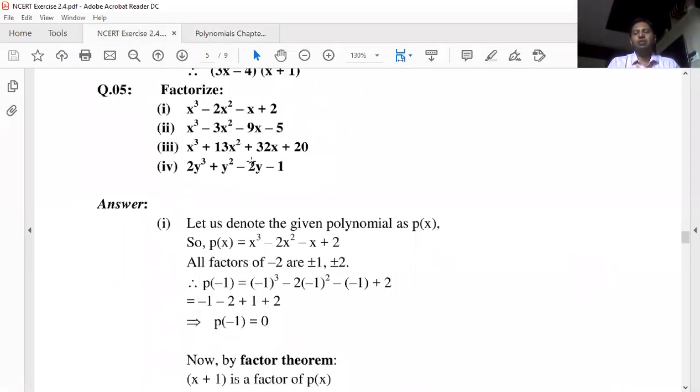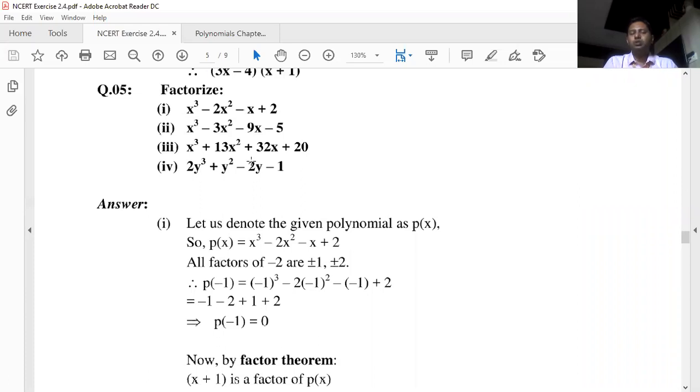These factors are plus minus 1 and plus minus 2. Factors of 2 are plus 1, minus 1, and plus 2, minus 2, because we can write 2 as minus 1 into minus 2 or 1 into 2, not any other way. So all the factors of 2 are plus minus 1 and plus minus 2.